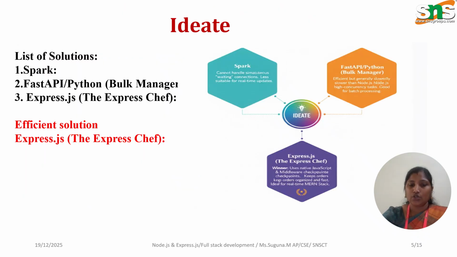So let me move on to the ideate part, thinking about the possible solutions. What could the possible solutions be? We could use Spark, FastAPI with Python, and Express.js. Among these, the most efficient solution for a JavaScript based application is Express.js. Why? Because it's lightweight, it is fast, it works perfectly with Node.js, and it integrates easily with MongoDB. That is why Express.js is called the Express Chef.